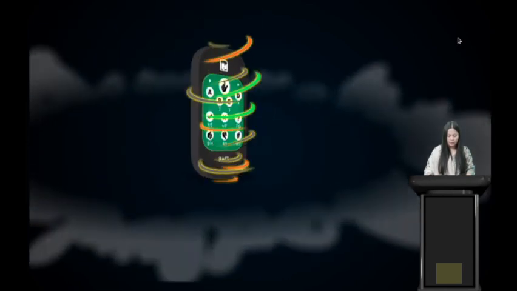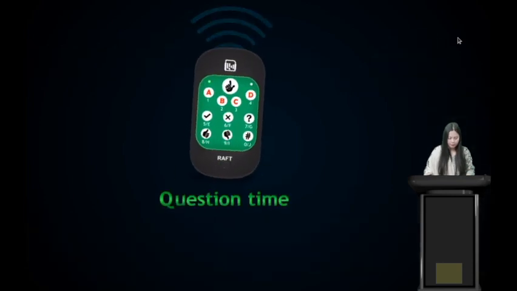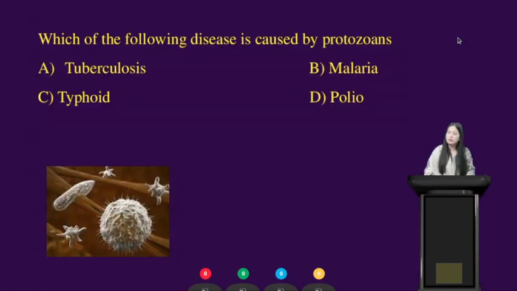Alright students, we have another question. Please get your response devices ready. The question is, which of the following diseases is caused by protozoans? Tuberculosis, malaria, typhoid, polio. I'm giving you 20 seconds to respond to this question. Your time starts now.